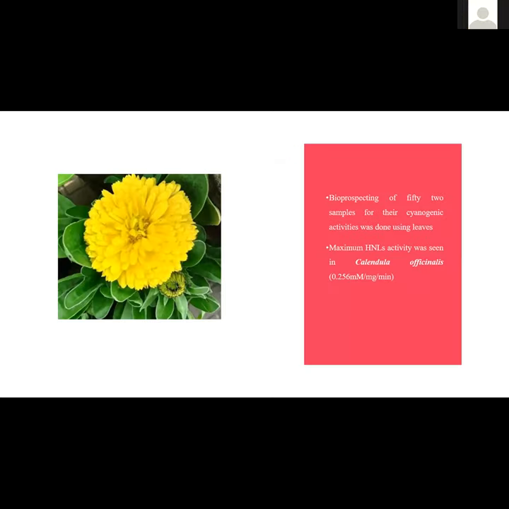Ma'am, but I want to share the result in this bioprospecting. There is one plant called Calendula officinalis, which shows the activity. And thank you, ma'am.